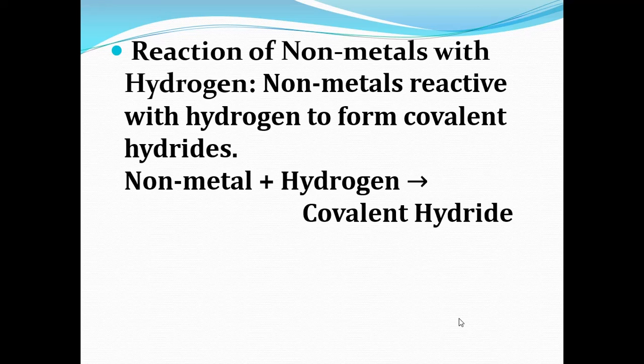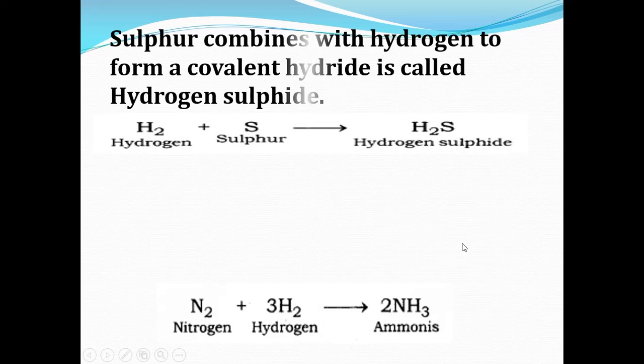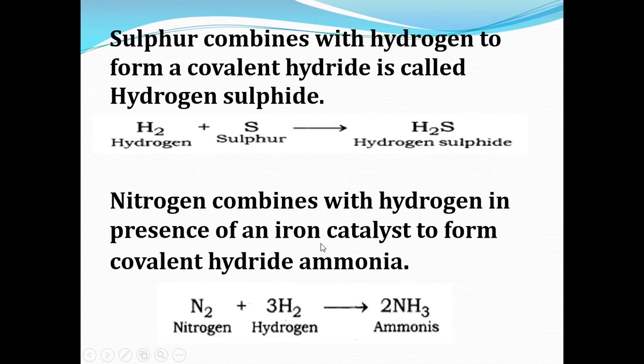Now reaction of non-metals with hydrogen. When non-metals react with hydrogen, they form covalent hydrides. So non-metal plus hydrogen gives covalent hydride.